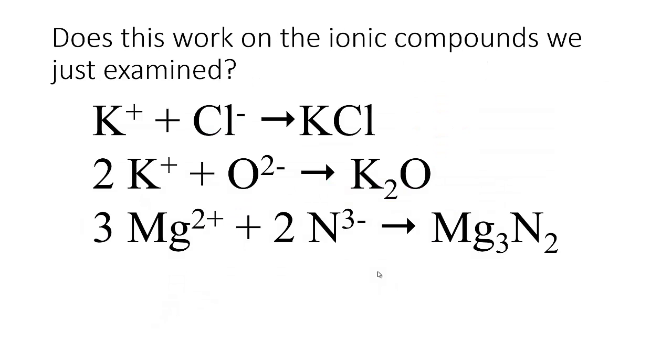So let's give it a try. Would this work on the ionic compounds we just examined? Let's look. If this +1 comes down here and the negative comes here, it's a 1 and 1, which we've done. What about here? K plus O2. So the 2 becomes a subscript on the K and the 1 becomes a subscript on the oxygen. That's correct. What about here? Magnesium has a 2, nitrogen has a 3. So that means that the 3 comes to the subscript of the magnesium, the 2 becomes the subscript of the nitrogen, making Mg3N2. It works every time.